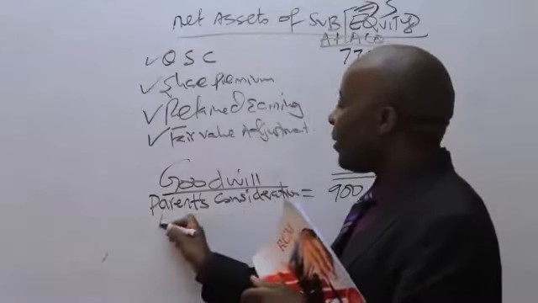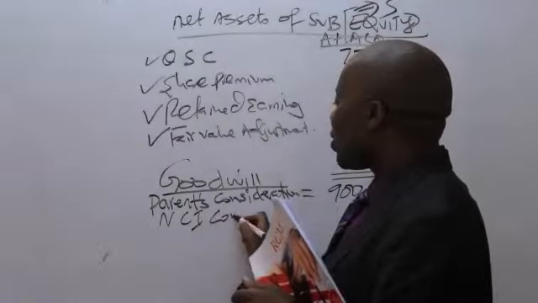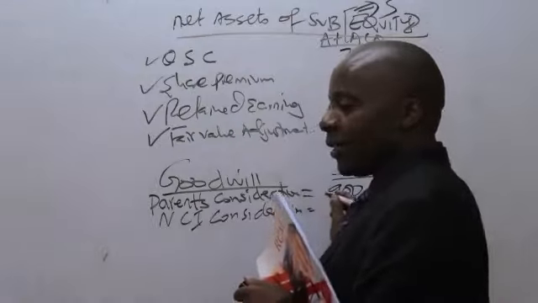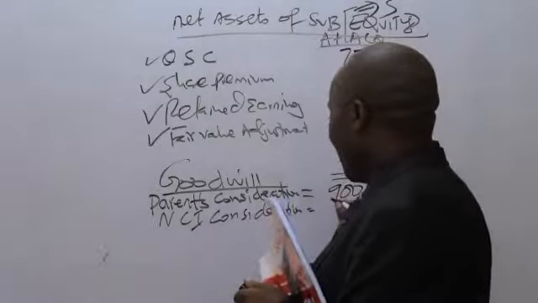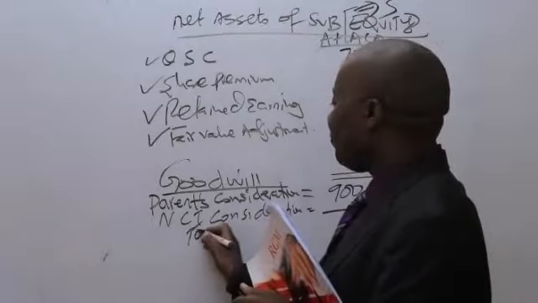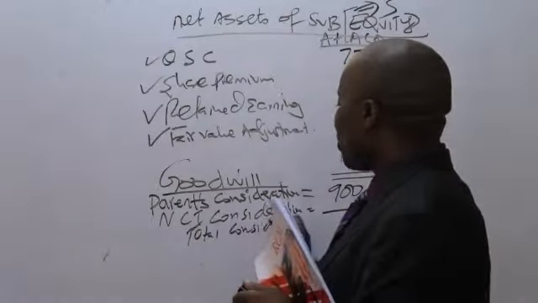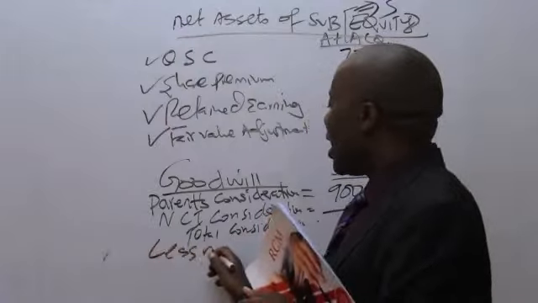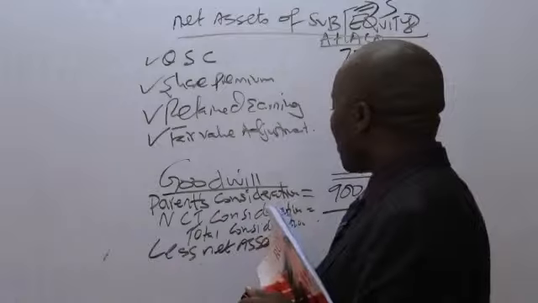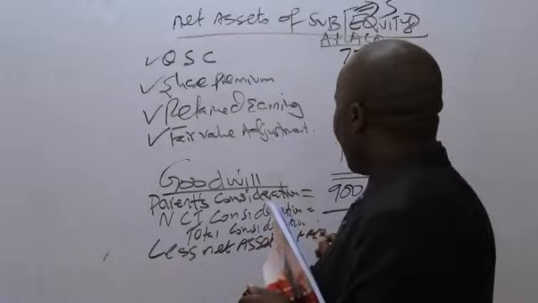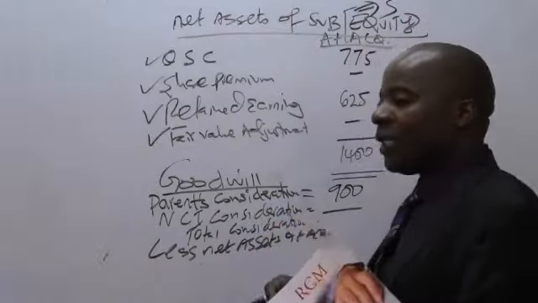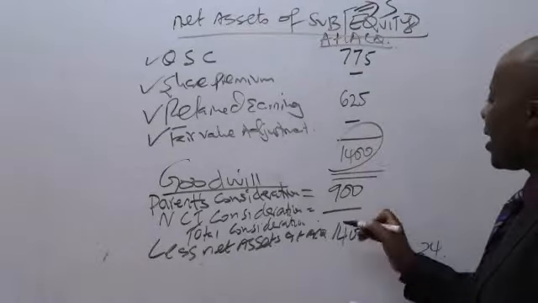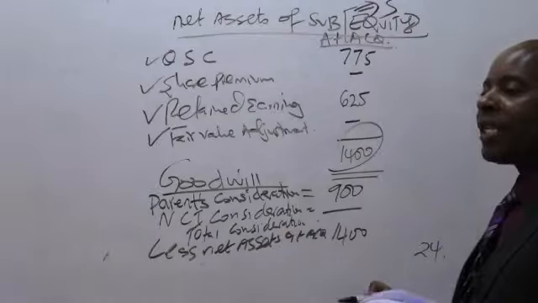Alafu unakuja unasema, remember the parent never bought everything. NCI's consideration, kwanza unawacha mark, space. So unakuja unasema hapa total consideration, kwanza unaiwacha. Unakuja unasema hapa chini, less net assets at acquisition. Are you able to see the net assets at acquisition? Net assets at acquisition ndizo hizi. Ni 1400. Hiyo ndio net assets at acquisition.